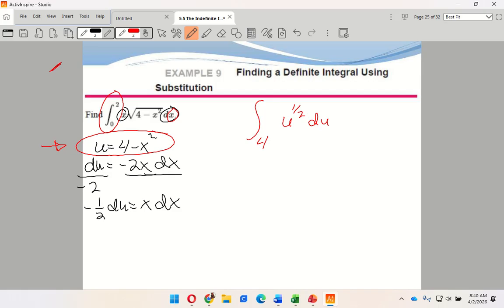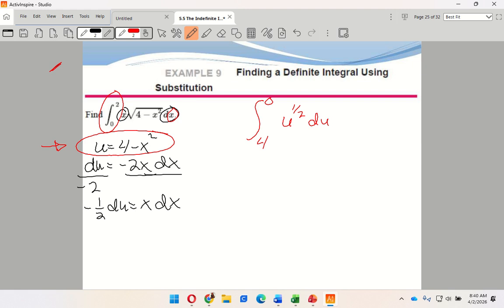For my upper bound, I'm going to plug in 2. 2 squared is 4, and 4 minus 4 is going to give me 0. And when my bounds are backwards like this, what type of answer do I end up with? Negative, right? If it goes backwards, then I end up with a negative answer normally.